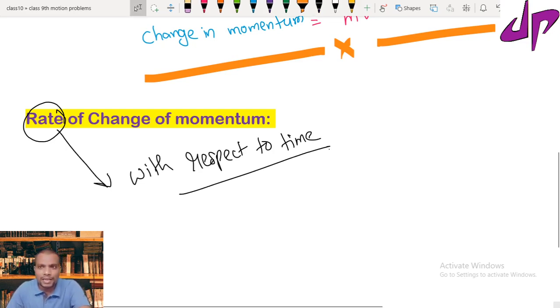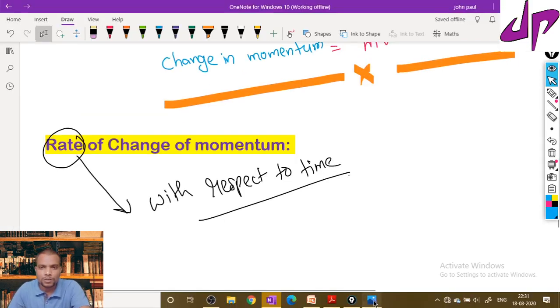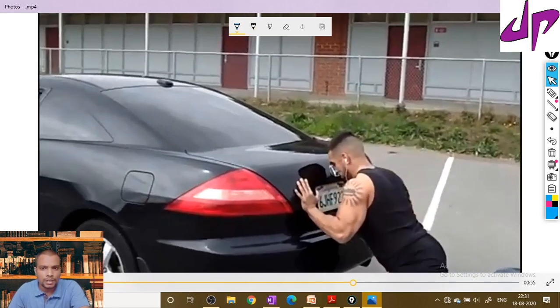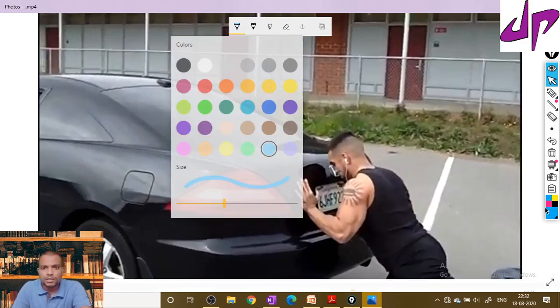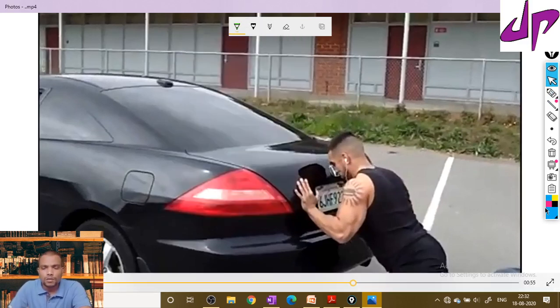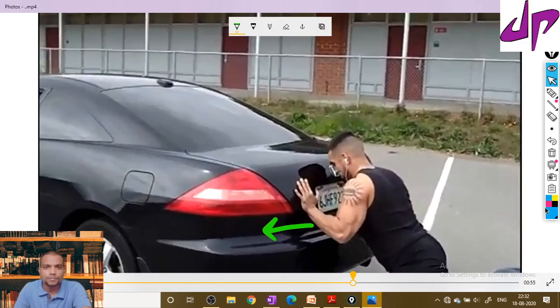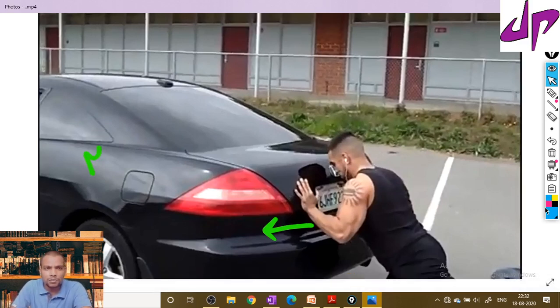So let's see a case to make you understand. I am taking a case here. So now in this case, he is applying a force on the car. This is the direction of the force on the car. Now let's take the car mass m equal to capital M.